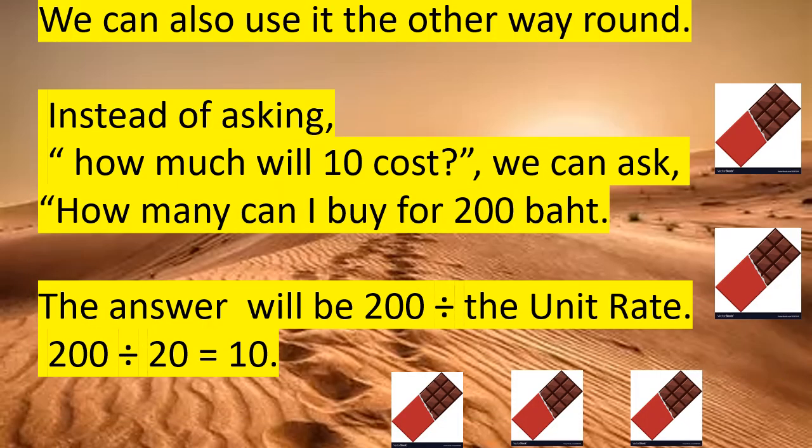We can also use it the other way around. Instead of asking how much will 10 cost, we can ask how much can I buy for 200 baht? And the answer will be 200 divided by the unit rate. So the unit rate is 20 in this case, so 200 divided by 20 equals 10, so you can buy 10.